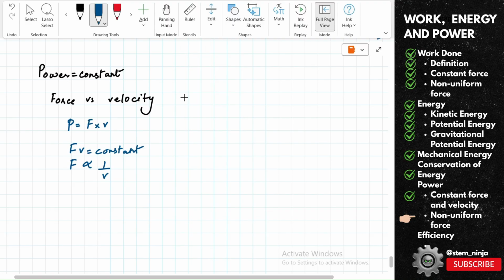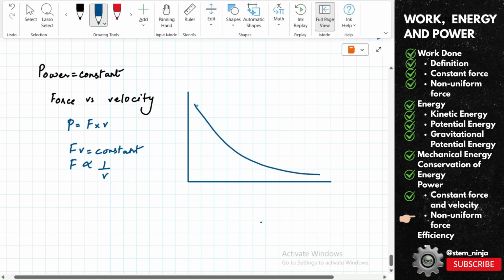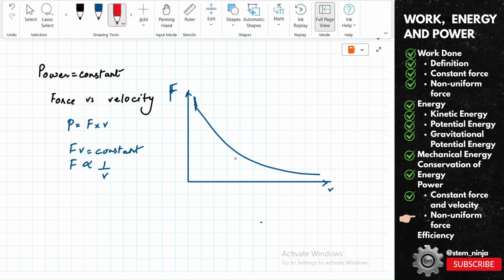So how would the graph look like? In this case, a reciprocal graph like this. Neither of the ends of this graph are going to touch either of the axes. So this is your force, this is your velocity. Like how the graph is going, this means that when you have a constant power supply, either you can increase force or you can increase velocity, but not both at the same time.